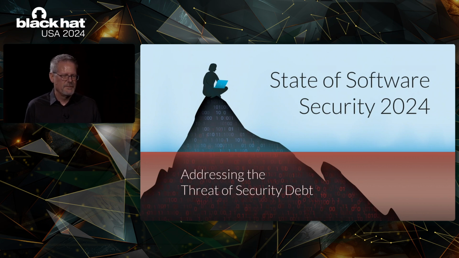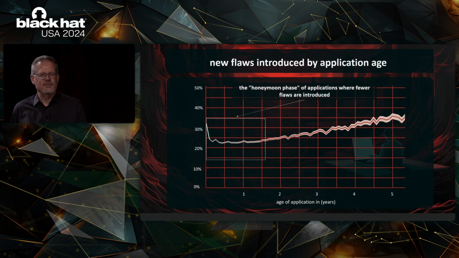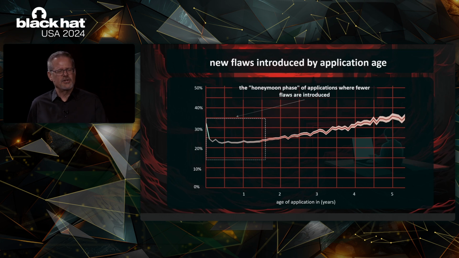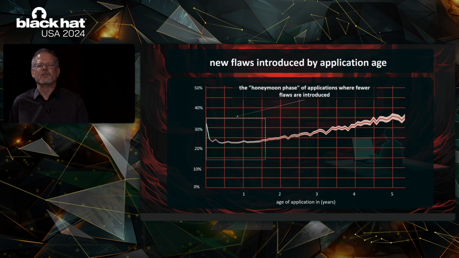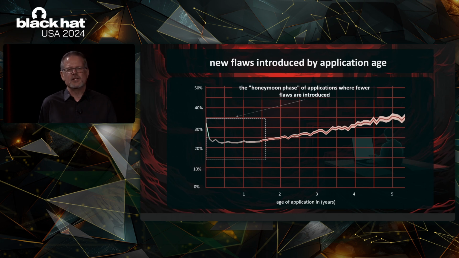Because I think that's an important way of understanding where we're at when it comes to software security. So first we looked at new flaws being introduced into software, and at what rate. This was a chart of every time we scanned a piece of software over time, did we see a new vulnerability in that new code change? Could be a small change, could be a big change. Did we see a new vulnerability?